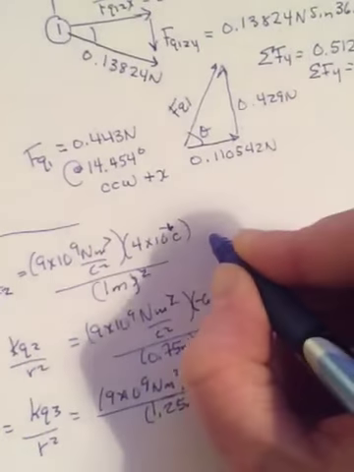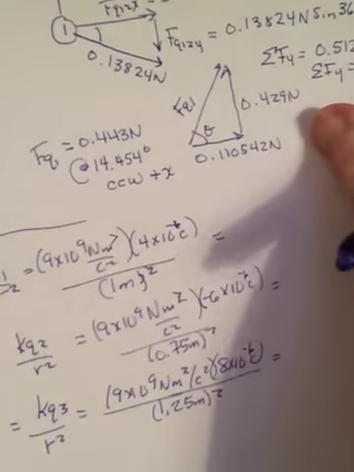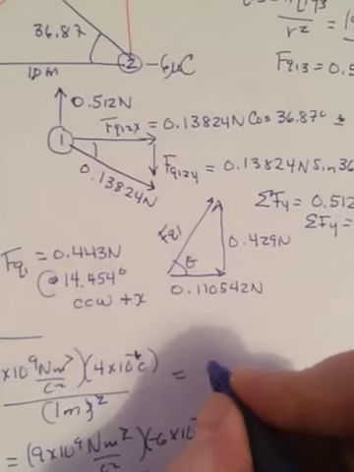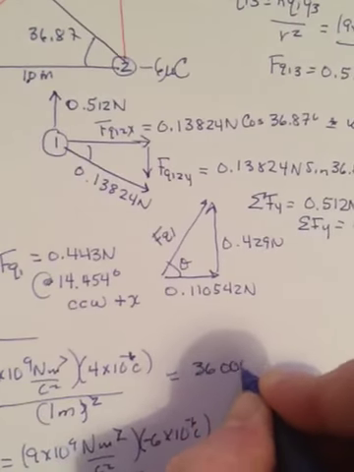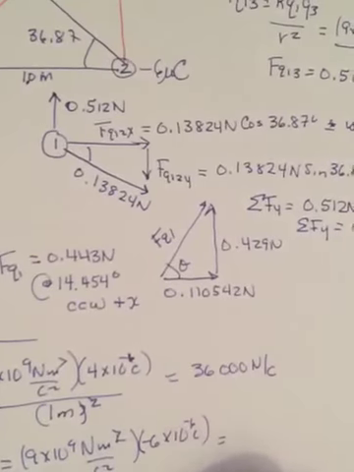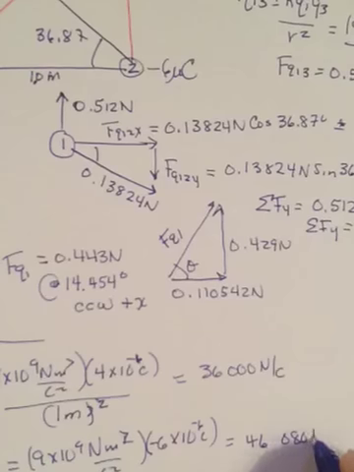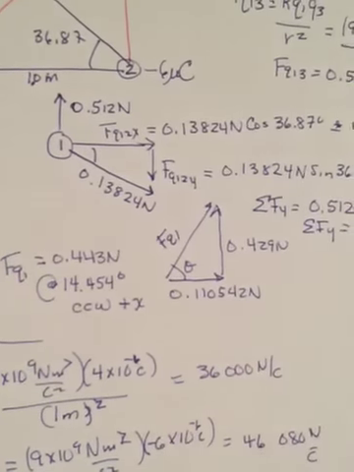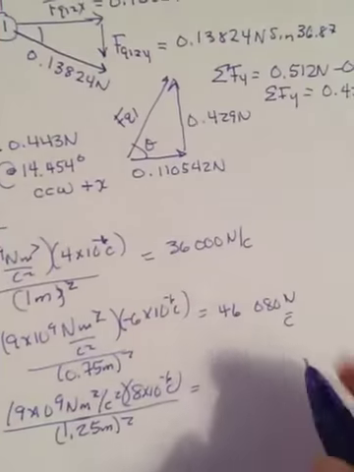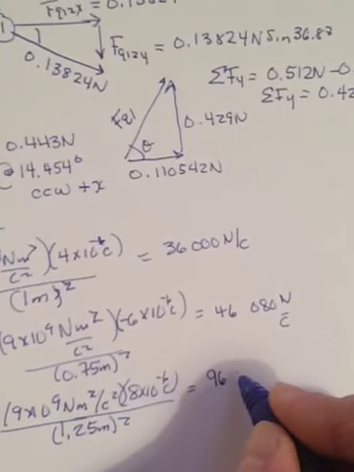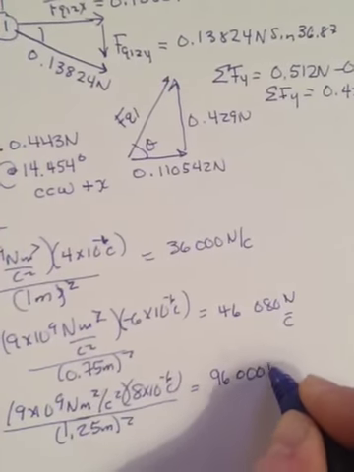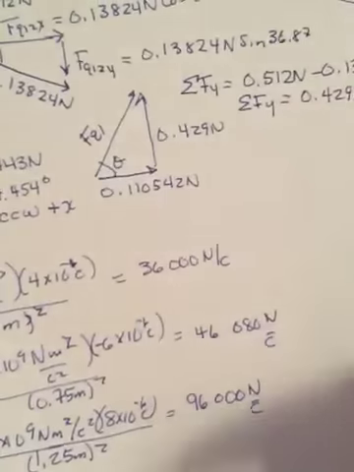Okay, so you type these 3 in, and the first one is 36,000 newtons per coulomb. The second one is 46,080 newtons per coulomb. And the last one is 96,000 newtons per coulomb. Now, field is a vector.